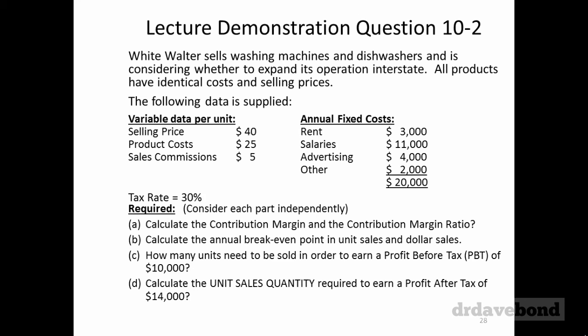Which then brings me to the second lecture demonstration. This is going to be for you guys to do, because I've done a few of them. We've walked through some stuff.